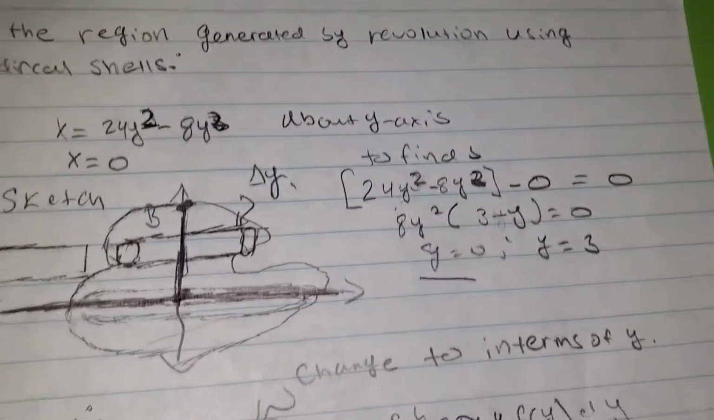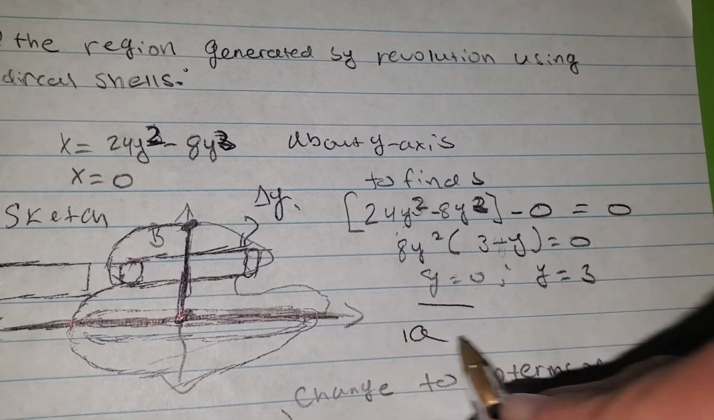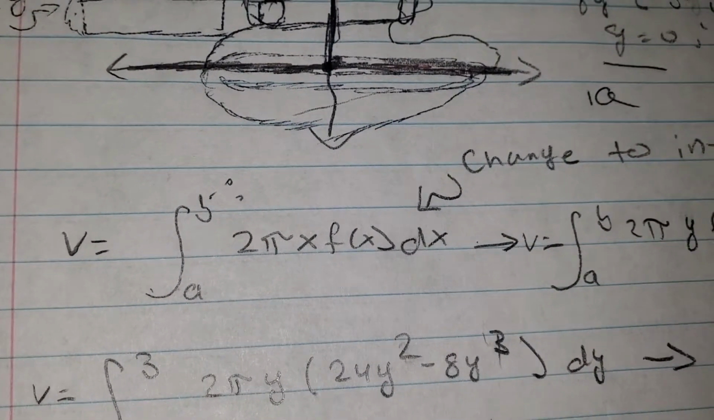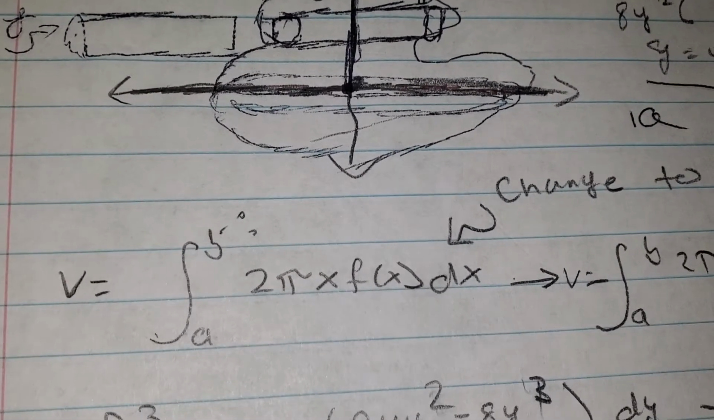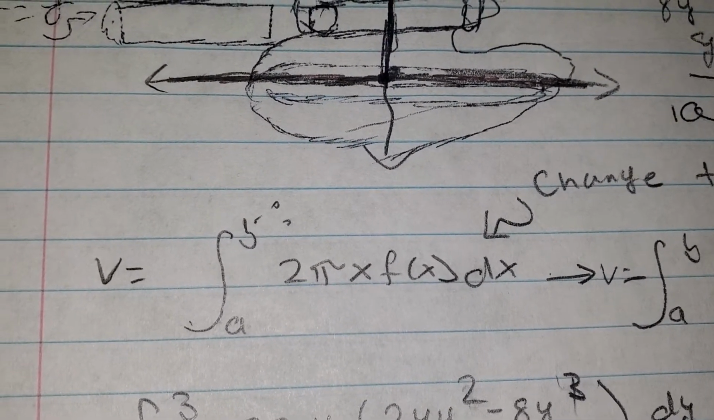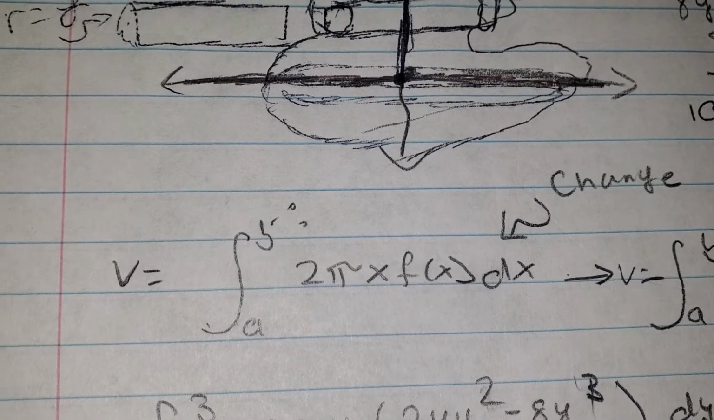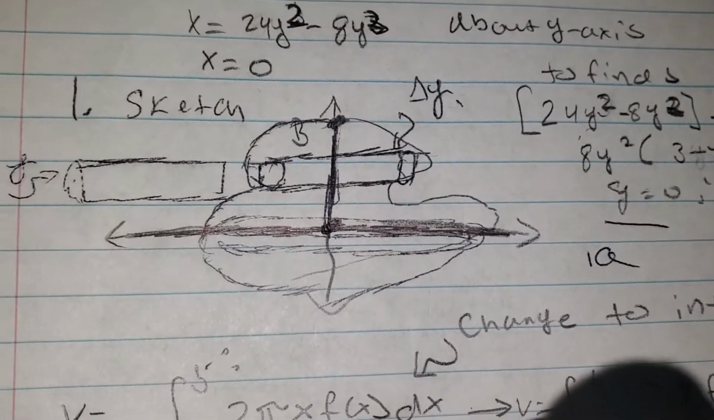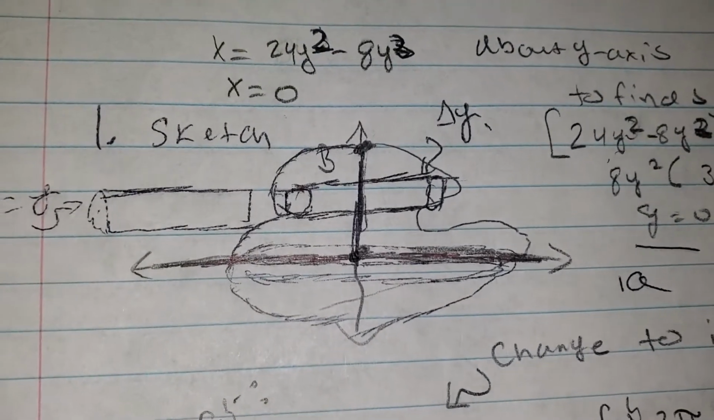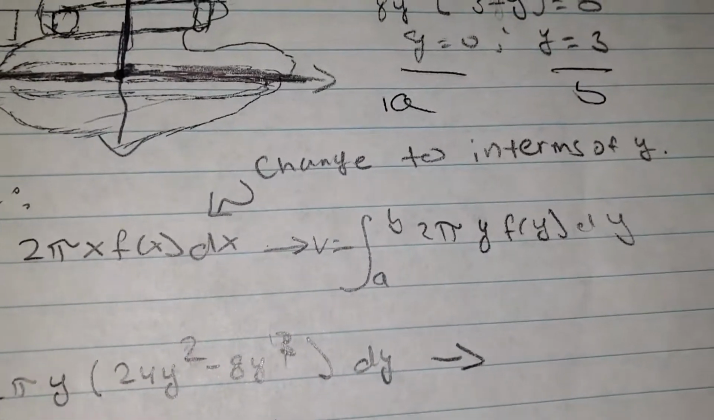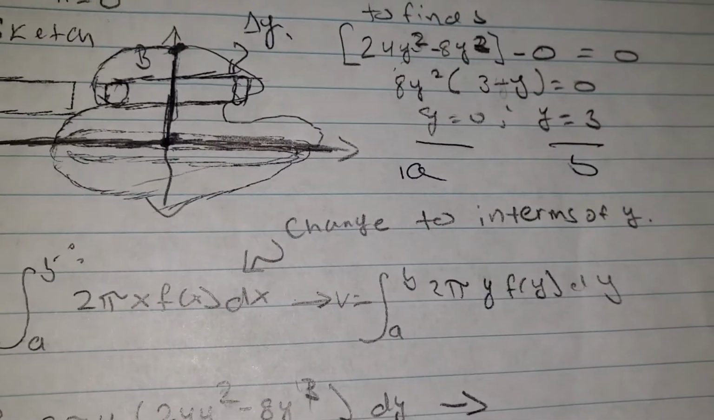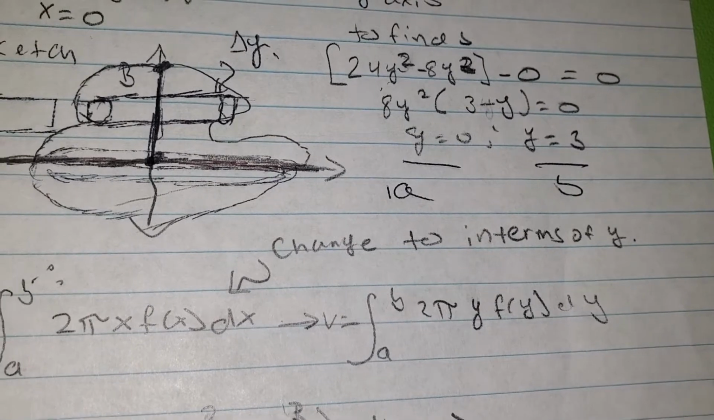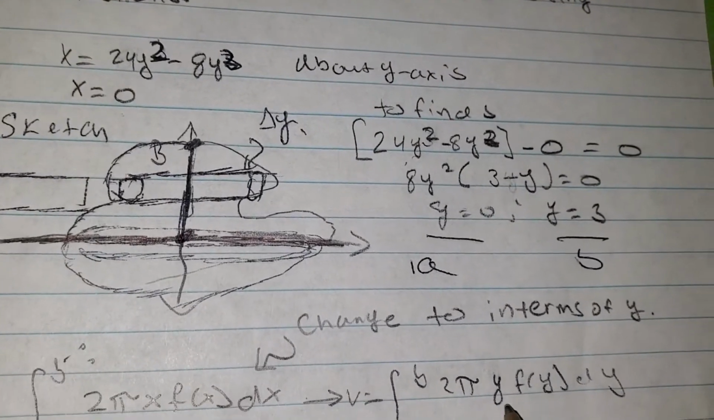So this will be our lower bound, a, and this will be our b. Now we set up our integral. The formula for volume by revolution is V is equal to the integral from a to b of 2 pi times x times f of x dx. But in our case, because we're in y, we switch it with y, so V is equal to the integral from a to b of 2 pi times y times f of y dy.